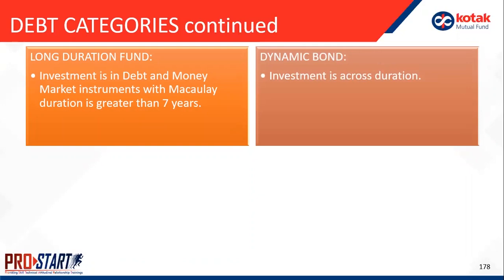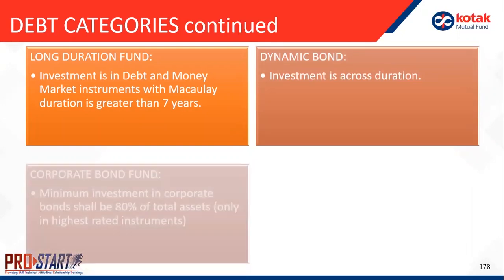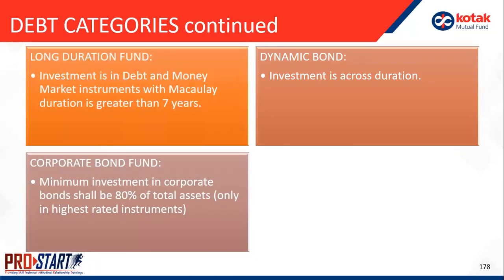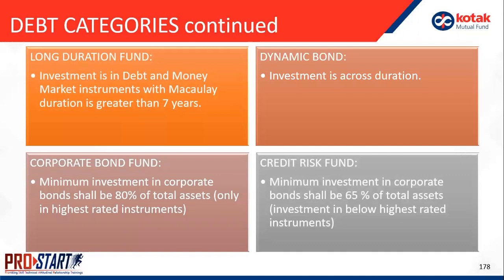Dynamic bond fund. Investment is across duration. Corporate bond funds. Minimum investment in corporate bond funds shall be 80% of total assets, only in the highest graded instruments. Credit risk fund. Minimum investments in corporate bonds shall be 65% of total assets. Investment in below the highest rated instruments.